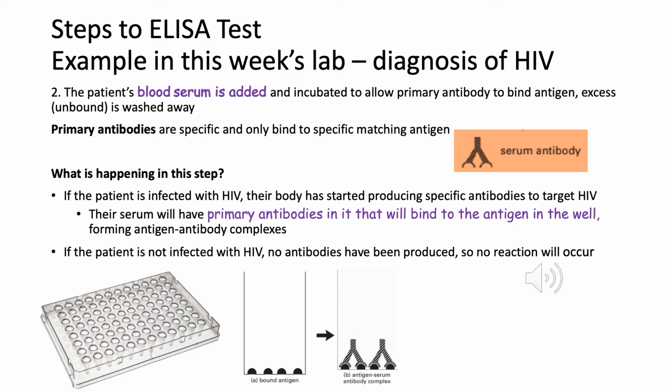So what's actually happening here? If the patient is infected with HIV, that means their body has started producing those specific antibodies to target HIV. So that means that their serum would have those primary antibodies in it that will bind to the HIV antigen in the well. And it would form these antigen antibody complexes, as you can see in the picture below. But if the person is not infected with HIV, there are no antibodies that have been produced, so no reaction would be occurring.